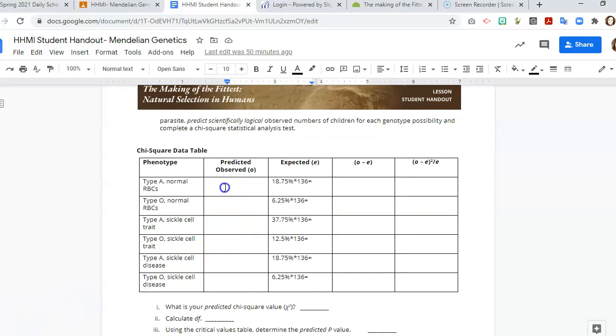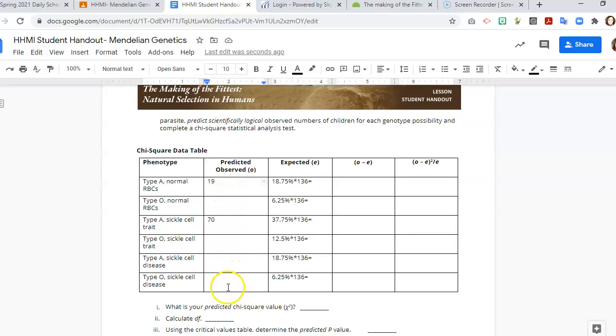Here's the thing. I want you in this column to predict how many you think there are going to be of each. Totally your call. Maybe you think, out of this population, there should be more type A with maybe some sickle cell traits. So maybe you put 70 here. You know that's going to be your biggest category because the mosquitoes were introduced. Let's say maybe I put 19 here, and then I'm going to let you fill out the rest of the predicted.